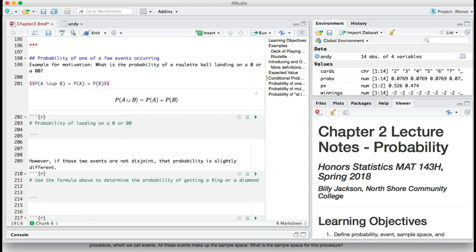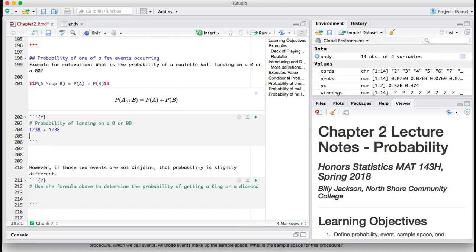Now let's move on to the probability of one of a few events occurring. An example for motivation is, what is the probability of a roulette ball landing on a 0 or a double 0? In order to do this, we just add the two probabilities together. So the probability of landing on a 0 or double 0 is the probability of getting a 0, which is 1 out of 38, plus the probability of getting a double 0, which is also 1 out of 38. And that is just going to be 2 out of 38.